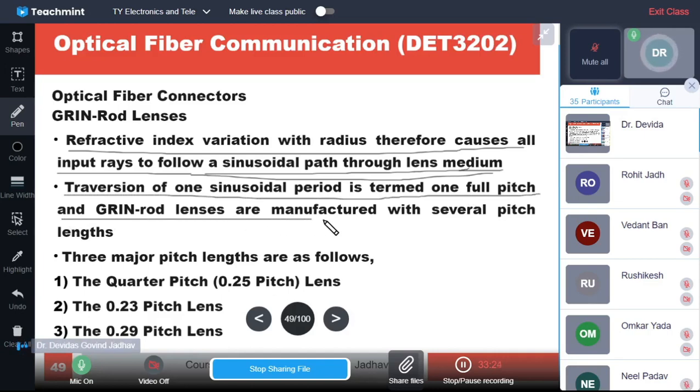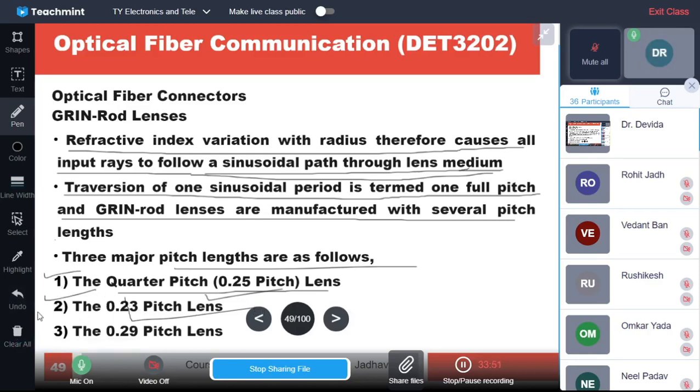And green rod lenses are manufactured with several different pitch lengths. A variety of pitch lengths are there. Out of these, three major, very frequently used pitch lengths are quarter pitch, that is 0.25 pitch length, 0.23 pitch length and 0.29 pitch length. So these are the three which are used: 0.25, 0.23, 0.29.